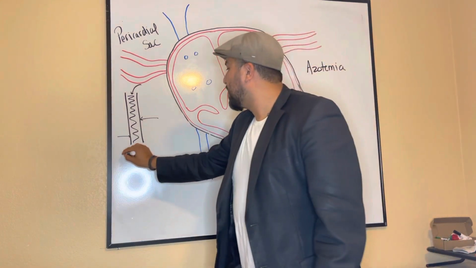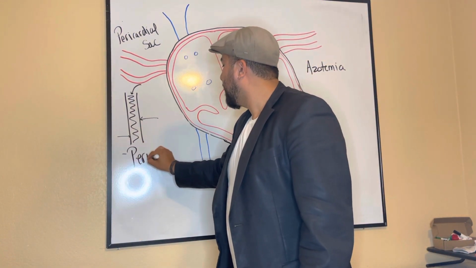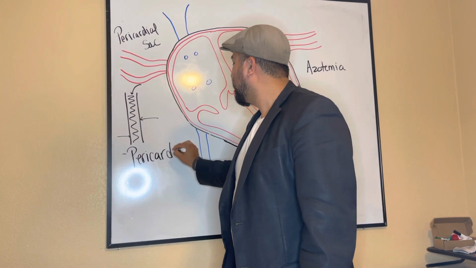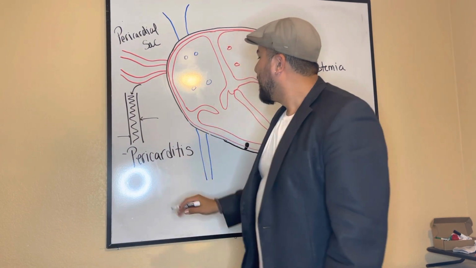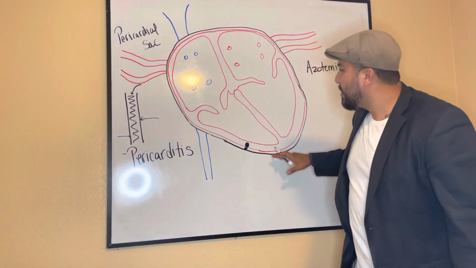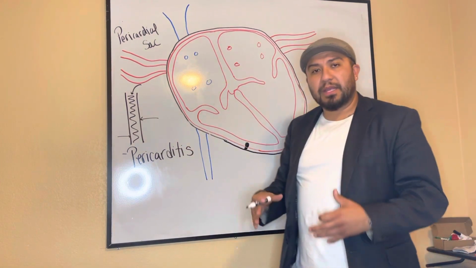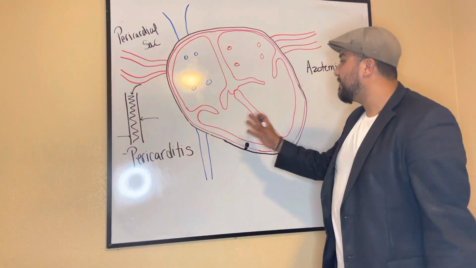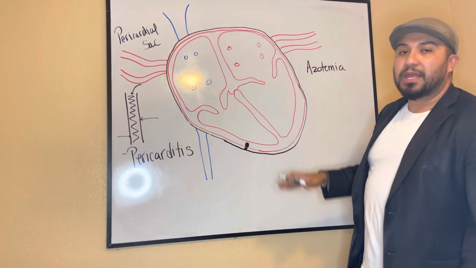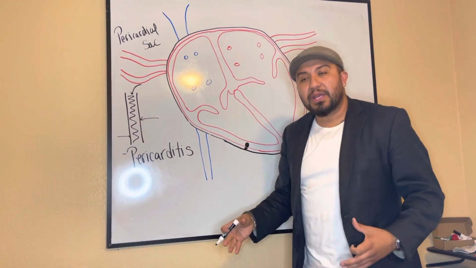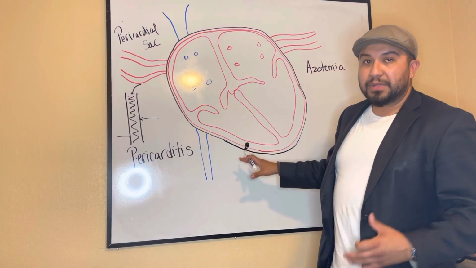And so the disorder is going to be pericarditis. And so pericarditis occurs when the membrane around the heart is inflamed. And again, it can be caused to inflame by a variety of elements, including azotemia, including a pathogen, and including an MI. It could be secondary to an MI.